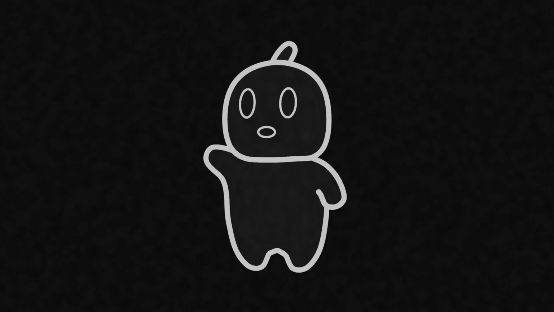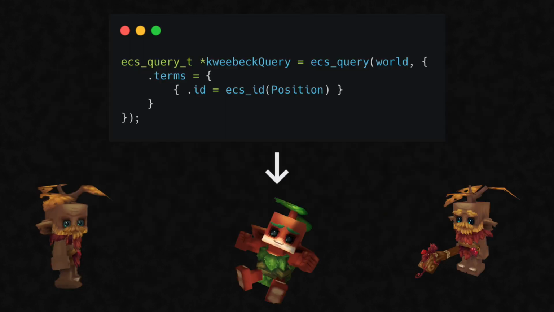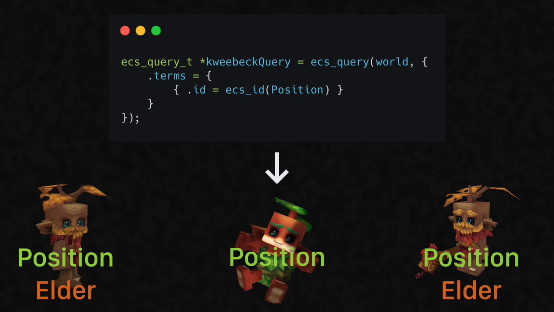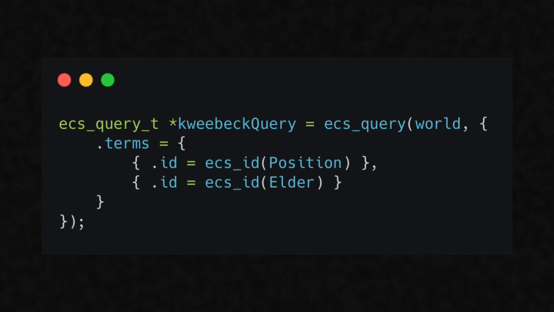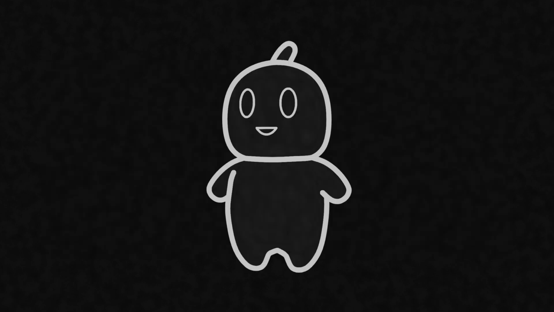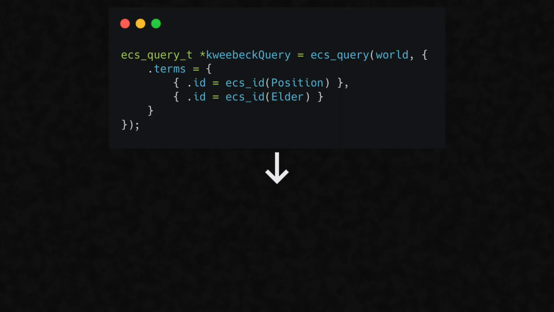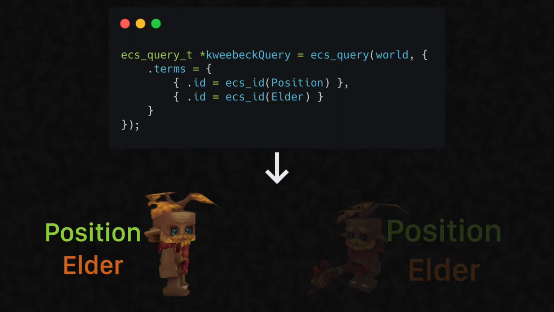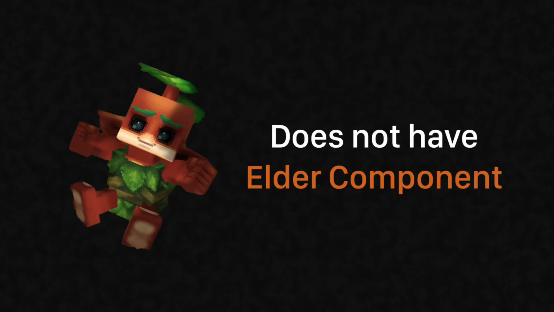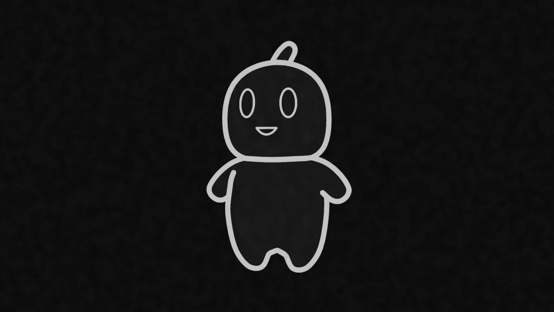After running this query, we know we will get all 3 of the Quebecs back, because all of them have the position component. Let's do the same for the elder component. Now, we are looking for entities that have both the position and the elder components on them. This time, we will only get back Quebec 1 and Quebec 3 because the second Quebec does not have the elder component.